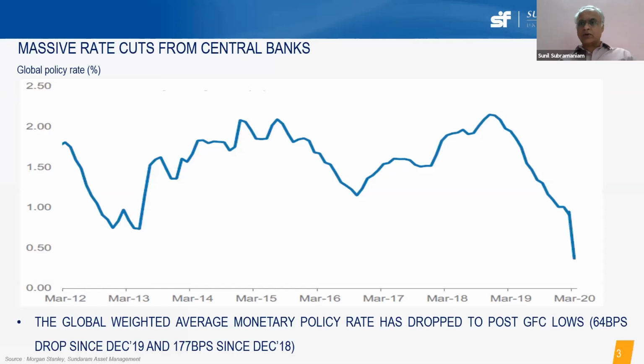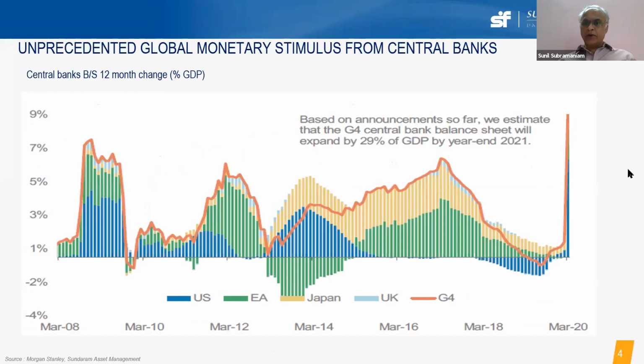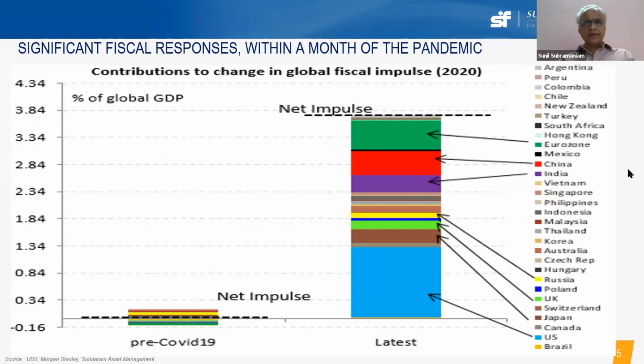Right, the rate cuts were of the order of something like 177 basis points spread over the last 18 months and taking the rates to an all-time low of 23 basis points, right? And the second one was the monetary pumping, which was done by the central bankers. So I've highlighted the G4 here, where there was almost a 30% expansion of the balance sheet. The third being the fiscal stimulus by the governments.